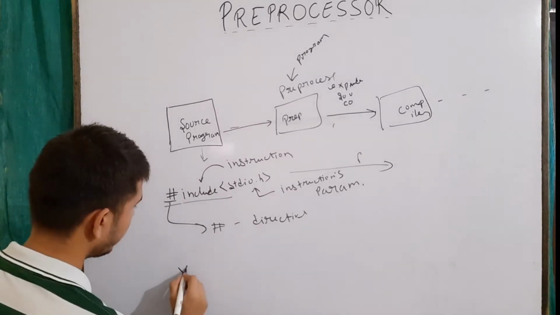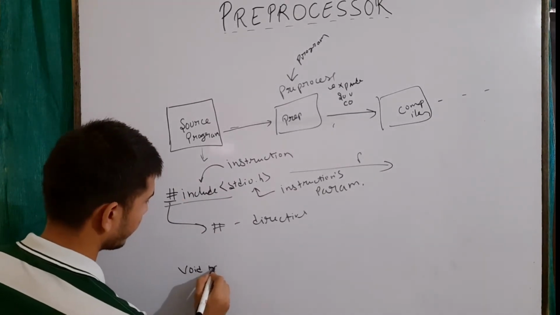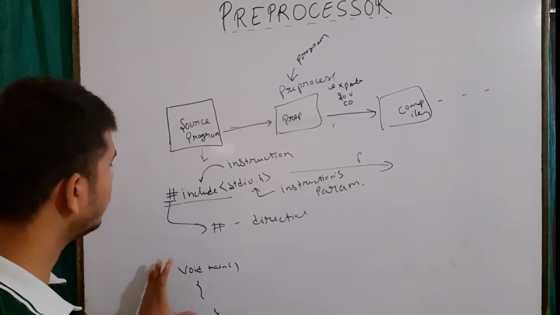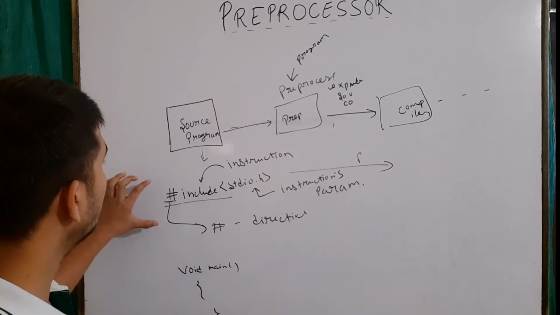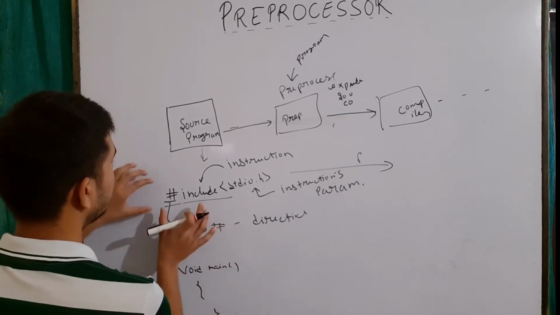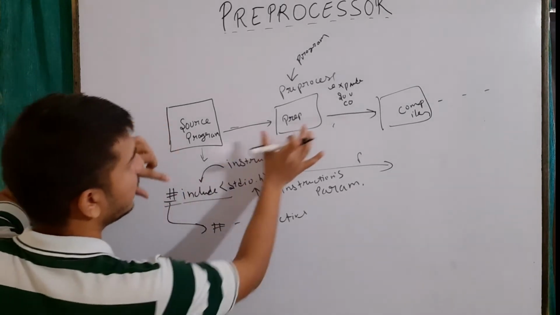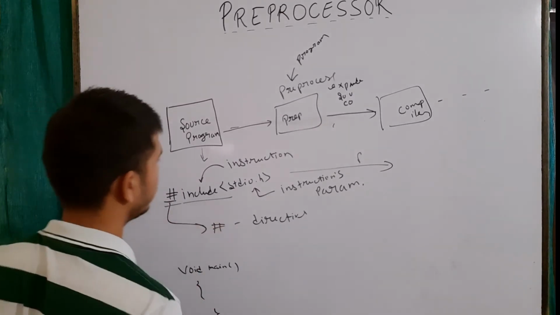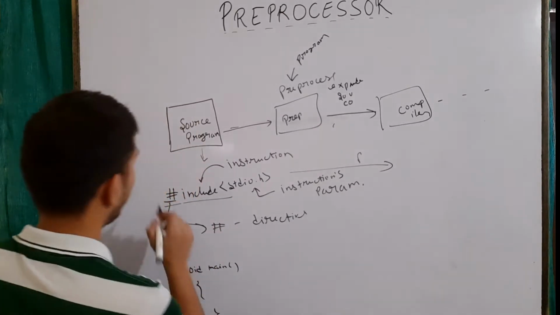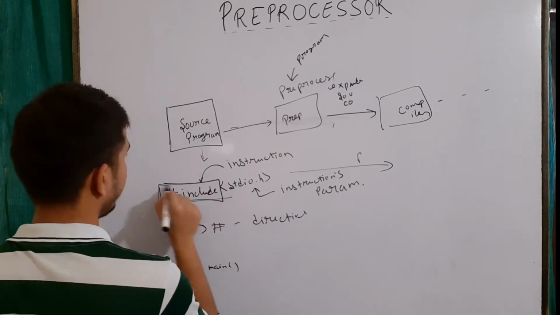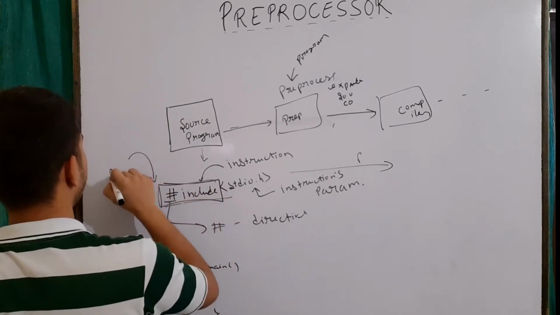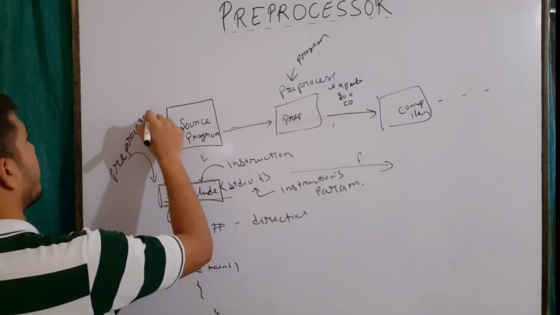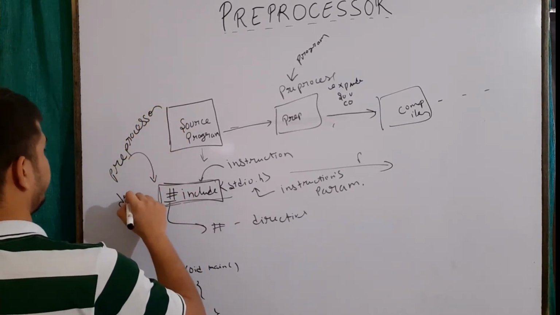Now if there is void main also, the preprocessor is going to ignore that. Why? Because this is not starting with the hash, right? Only those instructions which start with the hash will be processed by the preprocessor. That's why we use the hash. Hash is also known as a directive, and this entire #include can be termed as a preprocessor directive.